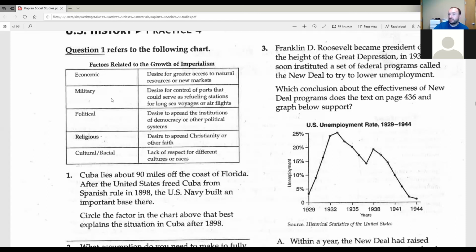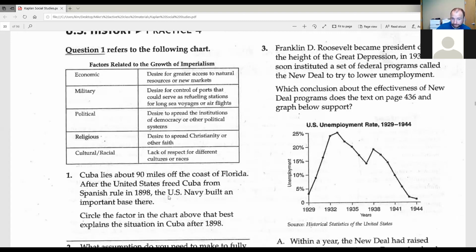Let's finally look at the question at hand. Cuba lies about 90 miles off the coast of Florida. After the United States freed Cuba from Spanish rule in 1898, the U.S. Navy built an important base there. Circle the factor in the chart above that best explains the situation in Cuba after 1898. So, kind of an easy question.